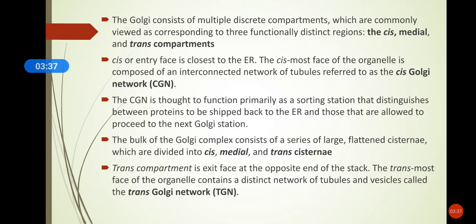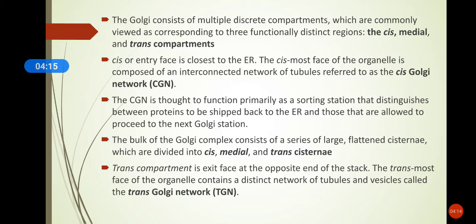The Golgi complex is actually divided into multiple discrete compartments when we view it under the microscope, called the cis, medial and trans compartments. The cis compartment is the entry face, and it is the closest to the ER. This cis-most face has an interconnected network of tubules called the cis Golgi network or CGN. The CGN is actually a primary sorting station.